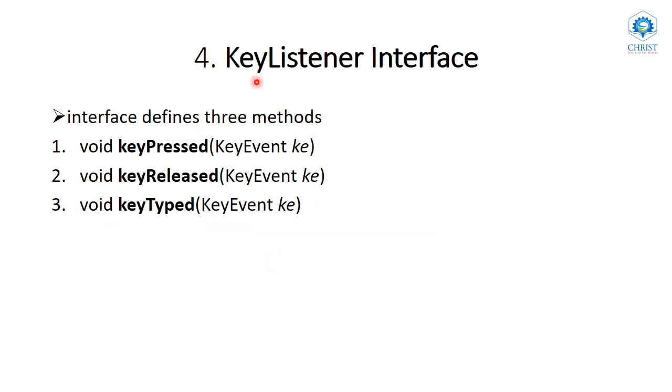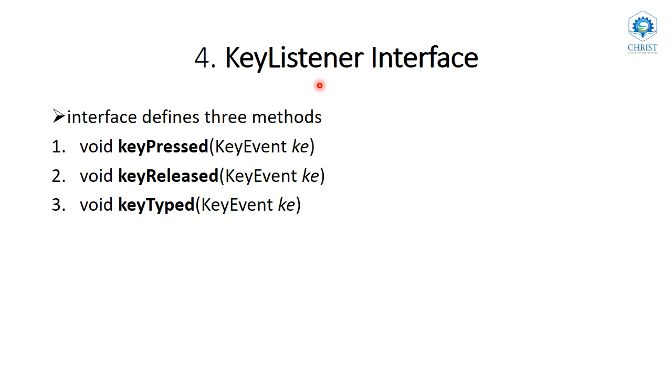Next we have the KeyListener interface. Suppose we want to deal with the events that take place on a keyboard, then we have to use this listener interface. So if you have to deal with the events on a keyboard, first of all we have to implement this interface. The second thing is, we have to register this listener with our keyboard or our program.